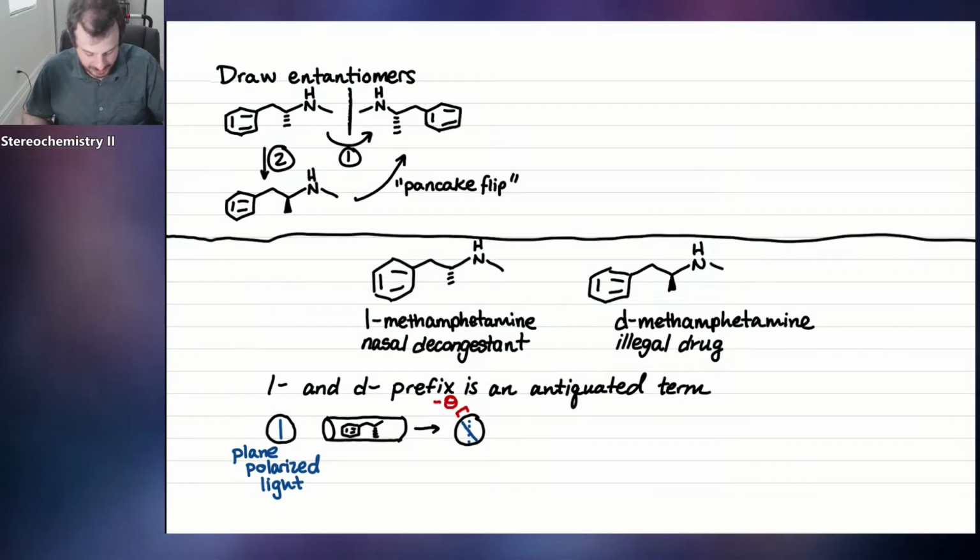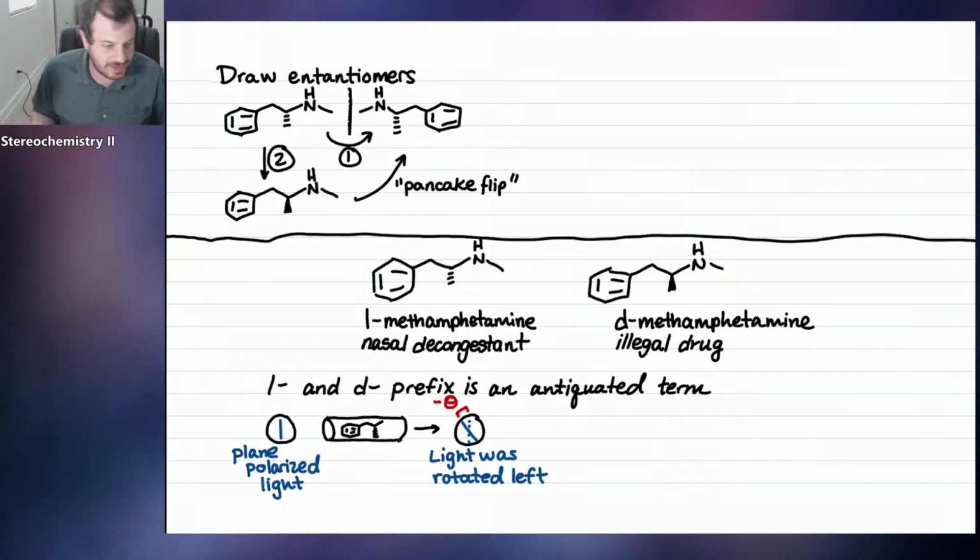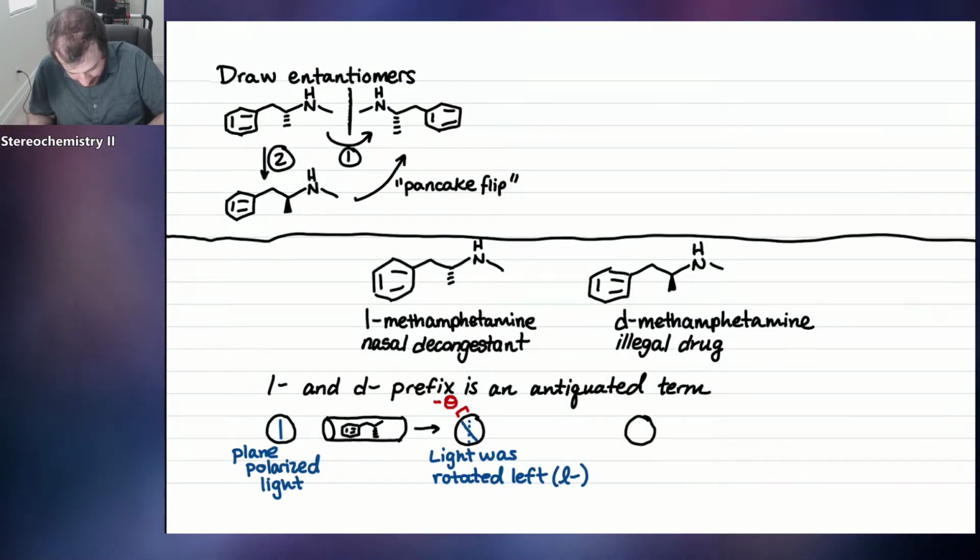The angle was negative. Don't worry about any math here, but the only thing important to know is that the light was rotated left. And that is why they called it L, because L is for left. Okay? So they noticed this interesting thing about chiral compounds, that they seem to rotate light. But it gets even more interesting. They took the same plane polarized light, and then let's do another tube of meth.